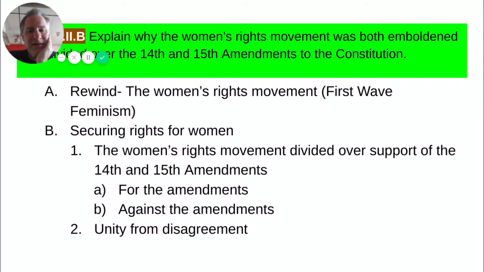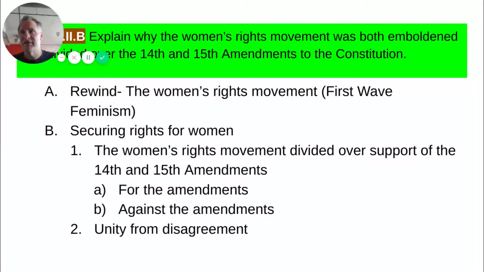However, when the 14th and 15th Amendments were proposed, they mentioned nothing of women. They talked about race. They talked about creed, which is your ethnicity. They talked about religion, but no mention of sex and definitely not gender. So the women's rights movement divided over their support of those.